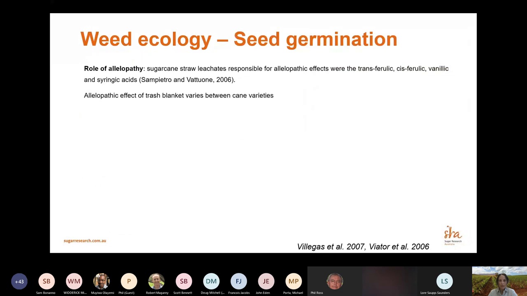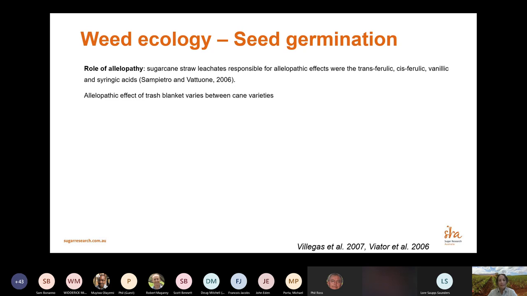Now I'm going to talk about how the presence of trash impacts as a chemical barrier on seed germination. I'm talking about a chemical barrier because the trash actually releases allelopathic compounds. Straw leachates are responsible for the allelopathic effect. These compounds have been identified in 2006 by San Pietro and Vatron, and they are a range of acids: trans-ferulic, cis-ferulic, vanillic, and syringic acid. We also know that the allelopathic effect of trash blanket varies between cane varieties.